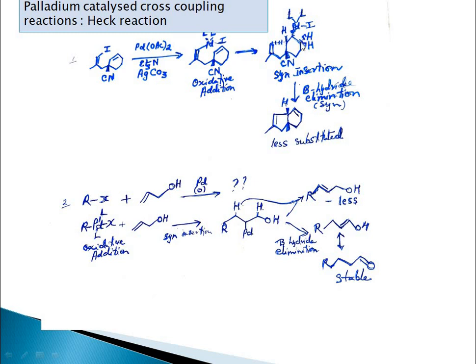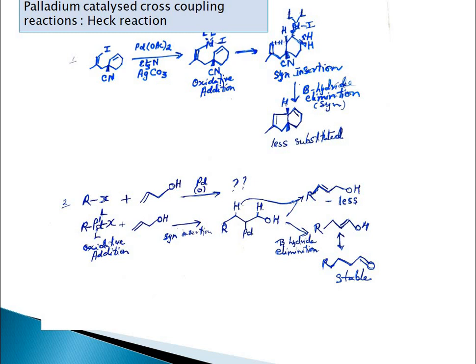Pd leaves the bond here or here depending on which hydride is eliminated. This hydrogen can't be eliminated as hydride because the elimination is from the same side as Pd. Here Pd is dash, and this hydrogen is wedge. They are opposite, anti to each other, not syn. So this hydride won't leave. This hydrogen will leave as hydride, Pd will leave this bond here, and we will get the less substituted product as the major product.